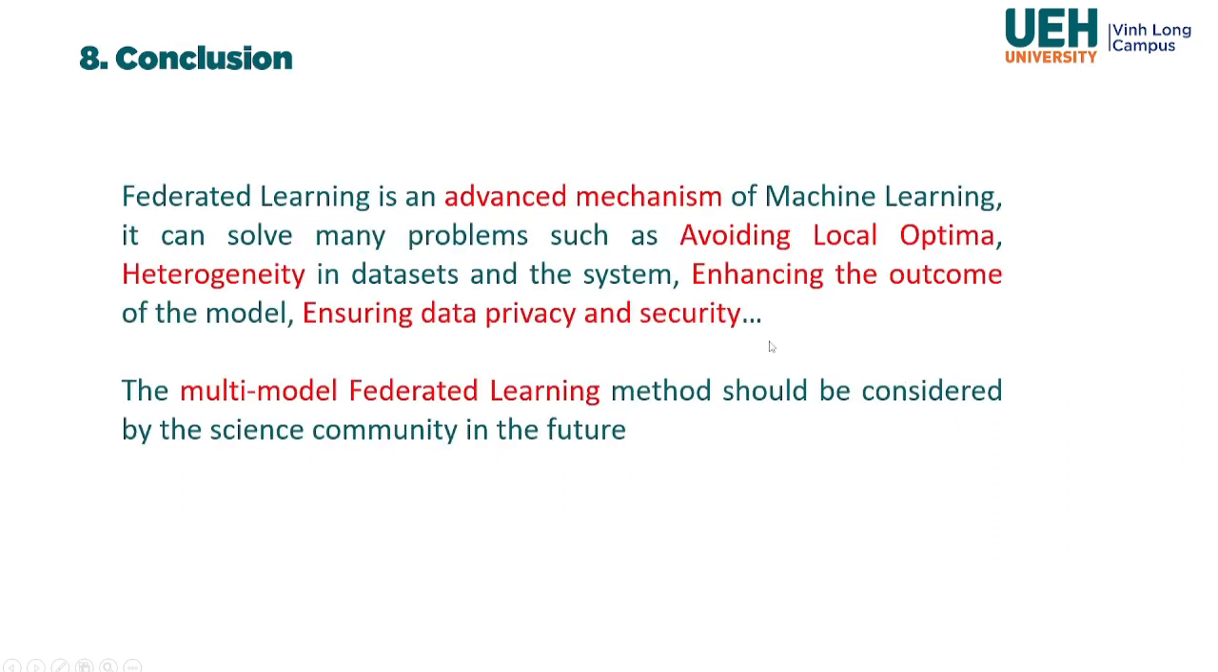And this is my conclusion. Federated learning is a young algorithm, but it is an advanced mechanism. It can solve many problems in real life. For example, it can avoid local optima and handle the heterogeneity of the data. Maybe it enhances the outcome of the model. And the most important thing is that it ensures data privacy and security.